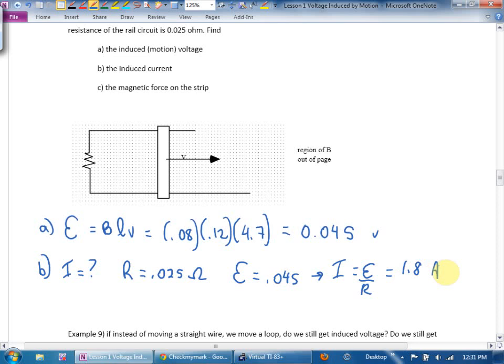What's the last thing it wants me to find? On the strip or on an individual charge? On an individual charge, force was QVB, a good review for the test on Thursday. But on a magnetic wire, it's BIL. Let's see. B equals 0.08. I equals 1.8. L equals 0.12.